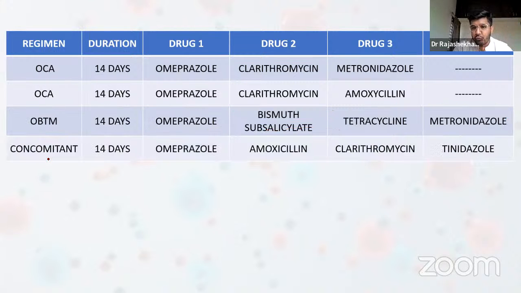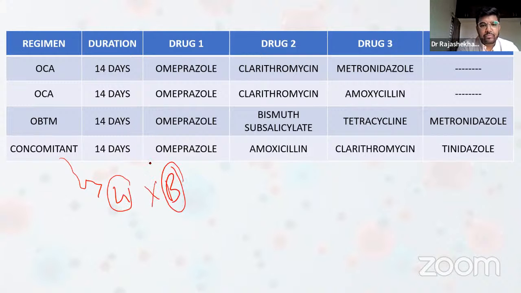The next favorite is the levofloxacin-based regimen. There is another regimen called the concomitant regimen. The concomitant regimen is actually a 4-drug regimen, but without bismuth. Here they are using 3 antibiotics, that is the amoxicillin, the clarithromycin, and the tinidazole with omeprazole.